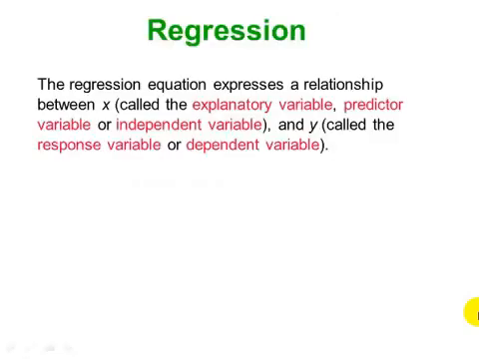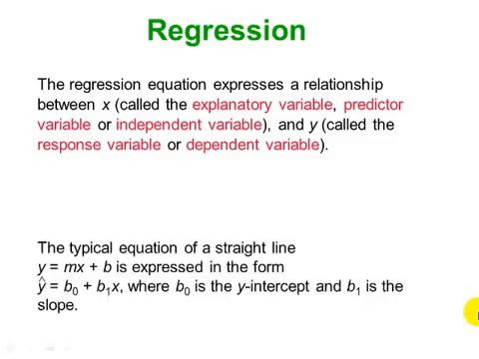So the regression equation expresses a relationship between x, which we call the explanatory variable or the predictor variable or the independent variable, and y, which we can call the response variable or the dependent variable. The typical equation of a straight line, y equals mx plus b, is expressed in the form y hat equals b sub 0 plus b sub 1 x, where b sub 0 is the y-intercept of the line and b sub 1 is the slope of the line.